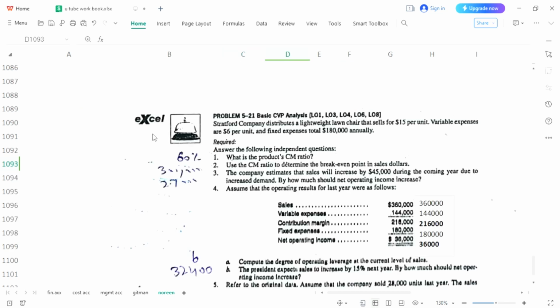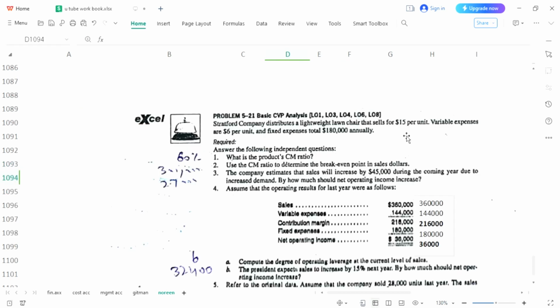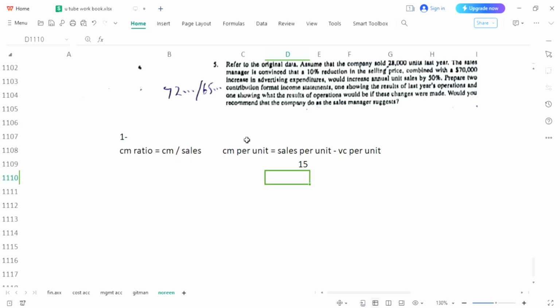First, you can see sells 15 per unit, so it's the sale price per unit. Put 15 over here, and then you need variable cost per unit. Variable expenses are also mentioned over here, which is 6. So naturally you will subtract 6 over here. What we have done is sales per unit minus variable cost per unit. Now it's time to calculate 15 minus 6. You have 9 as CM per unit.